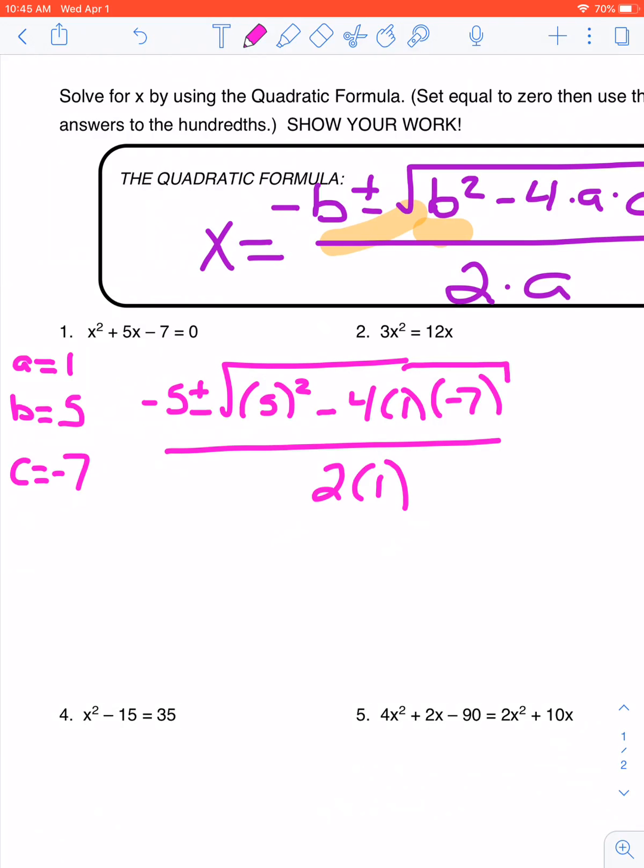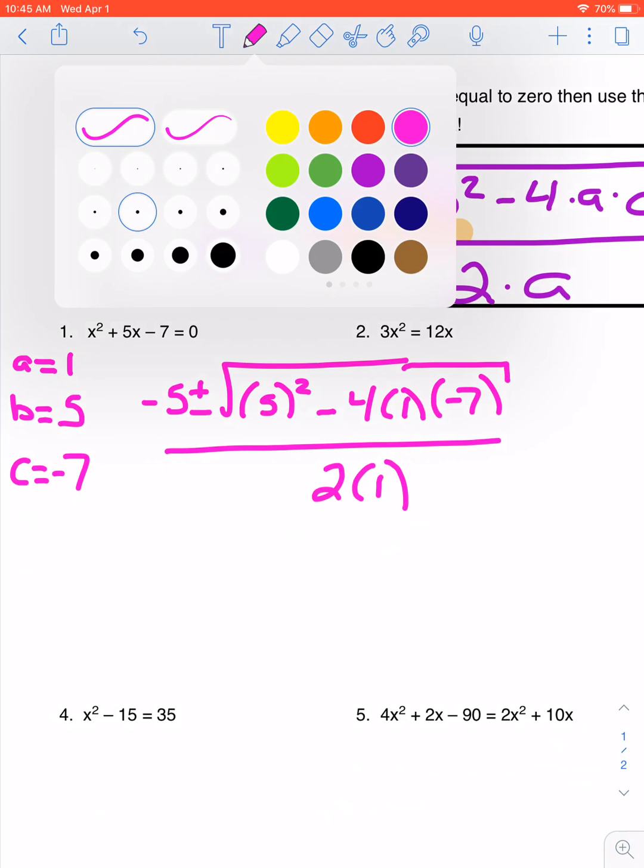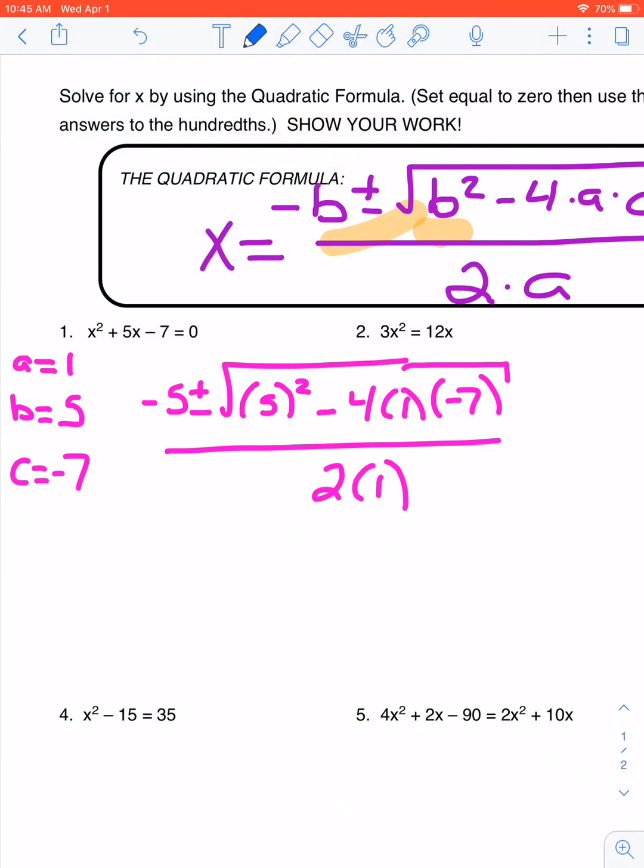So your final answer is going to be where the graph crosses the x-axis. Okay, so our x-intercepts, just like it was with factoring, just like it was with square root property. What I suggest you do next is you simplify underneath the square root sign. That tends to be where the biggest errors are made.